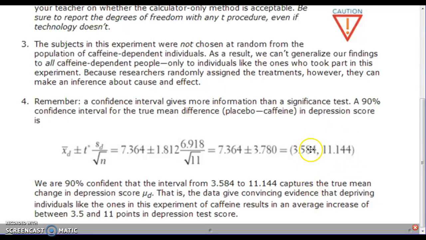So you can see that since 0 is not in this interval, we can rule it out, and this gives us a plausible range of values for the amount of increase we would expect to see in depression scores.